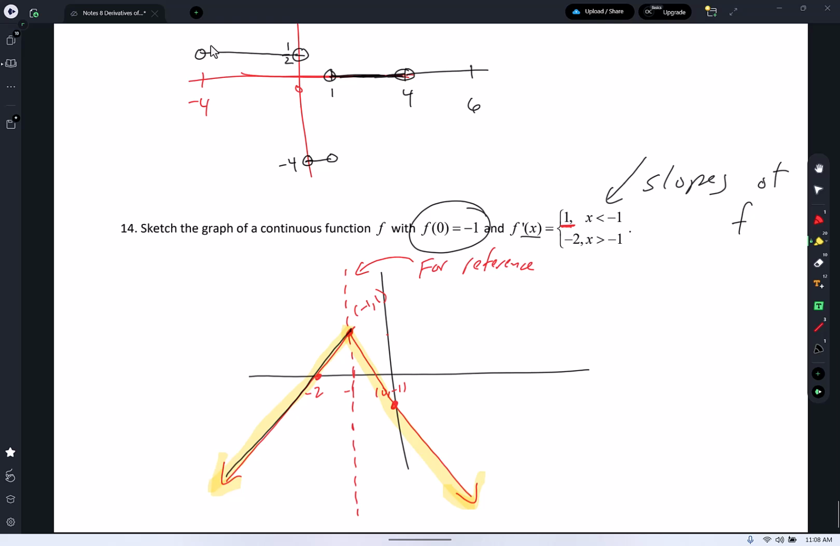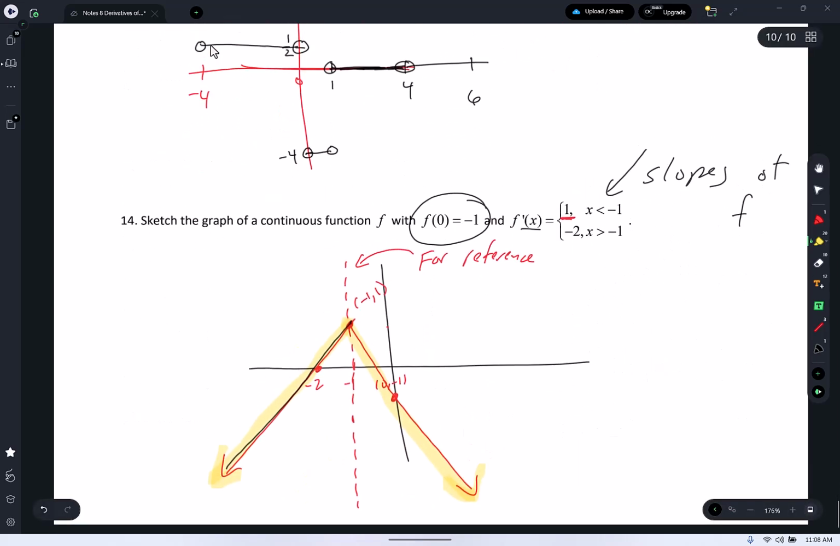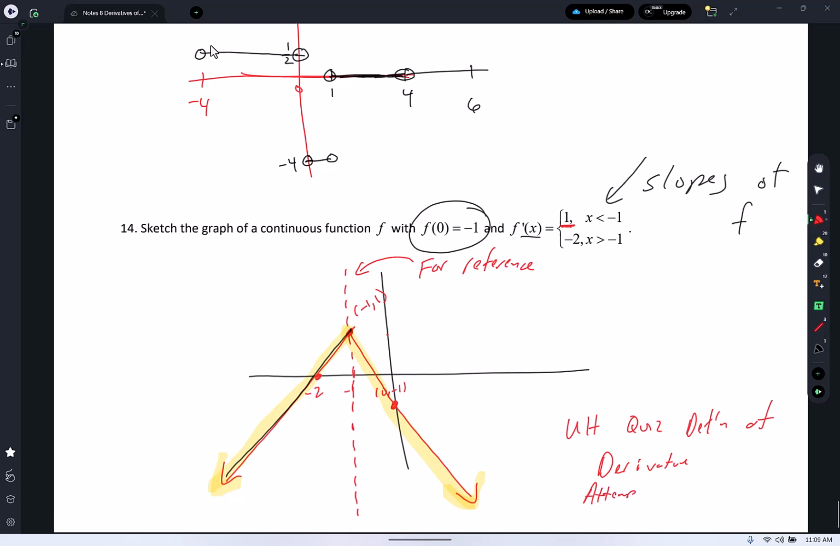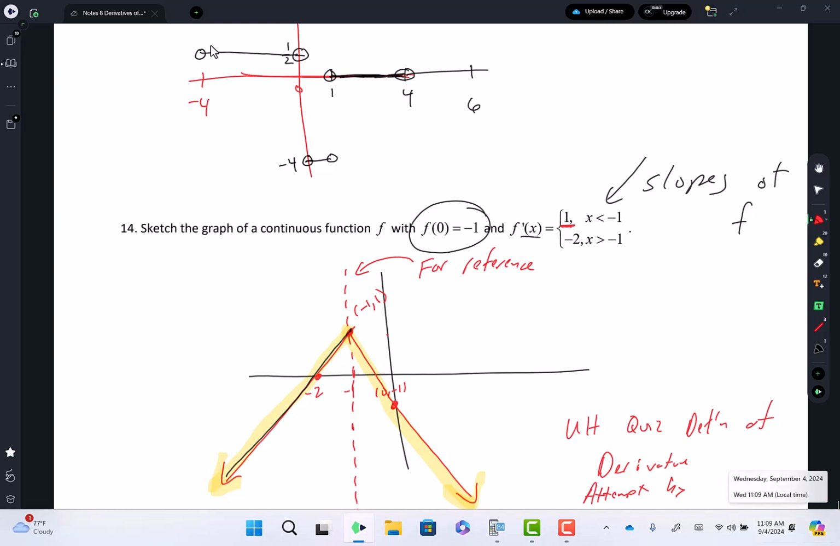All right, here we go, guys. We're done. What we're going to have next, I think it's called definition of derivative. It's a UH quiz. I'm going to put it right here. UH quiz, definition of derivative. I haven't even said when we attempt it yet. Relax. Yeah, I still have a handout as well, right? So we're going to want an attempt before the end of the week. So what's today? Wednesday. Attempt by 4, 5, 6.